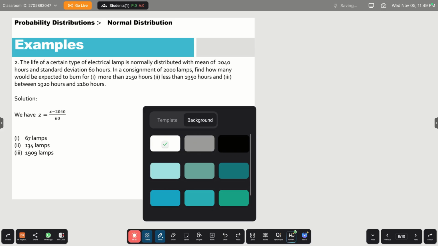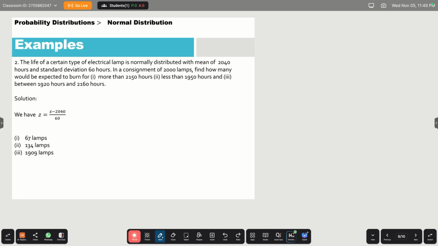Let me take this example. The life of a certain type of electric lamp is normally distributed with a mean of 2040 and a standard deviation of 60 hours. There is a consignment of 2000 lamps. Find how many would be expected to burn for more than 2150 hours, less than 1950 hours, and between 1920 and 2160 hours.